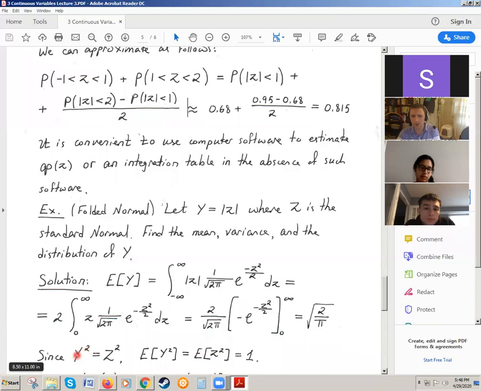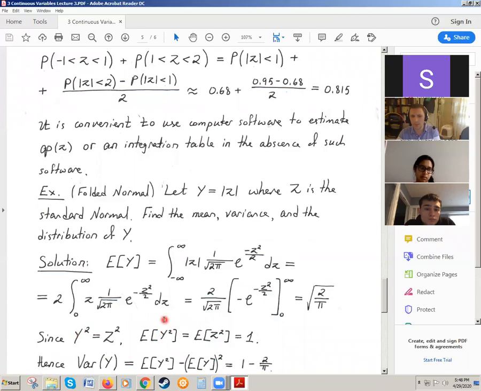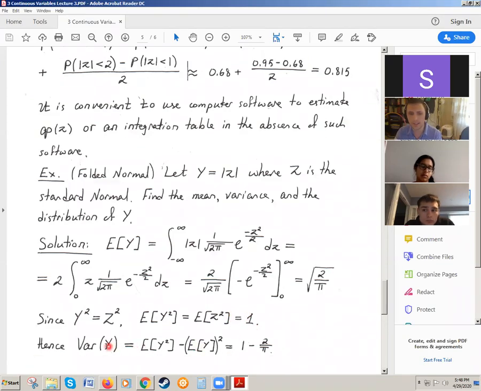Now, to calculate the variance, I need to calculate the expected value of y squared. I don't even need to bother with any calculations: y squared equals z squared. And the expected value of z squared is the variance of z, which we know to be 1 from previous calculation. The variance of the standard normal is simply 1. So that tells us that the variance of y is the expected value of y squared, which is 1, minus the square of the expected value of y, which is this number squared, 2 over pi. So the answer is 1 minus 2 over pi. Good?